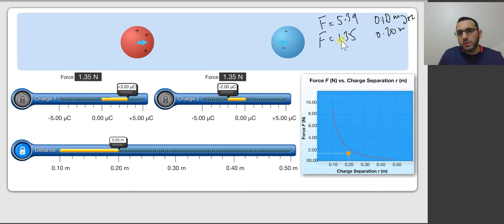As you see here, the force is reduced. So the first thing we conclude is that when the distance increases, the force decreases. And by what factor? It's obvious here that it's not divided by 2. No, it's divided by the square of 2, by 4. So from here to here, it's divided by 4. 5.39 divided by 4 is 1.3475, approximately 1.35. Why 4? Because 4 is the square of 2.